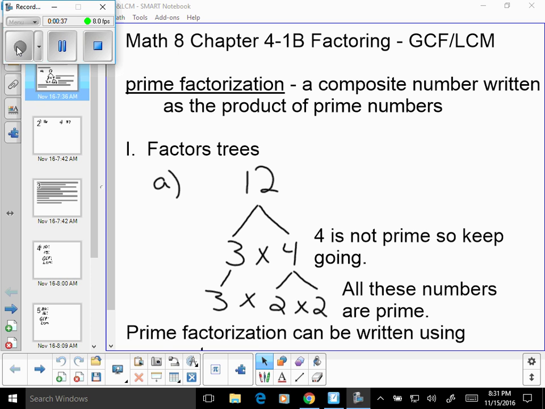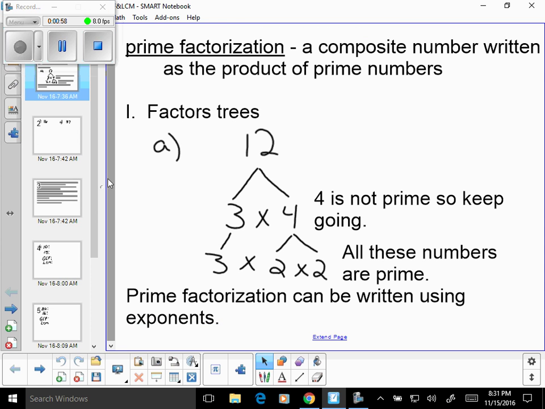The first thing we're going to talk about today is prime factorization. Prime factorization means that we can actually express any composite number as the product of prime numbers. One of the ways to do that is to write a factor tree, or to draw a factor tree. And I've given you an example of one here in A.